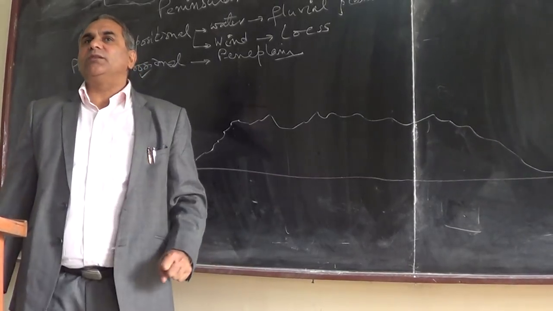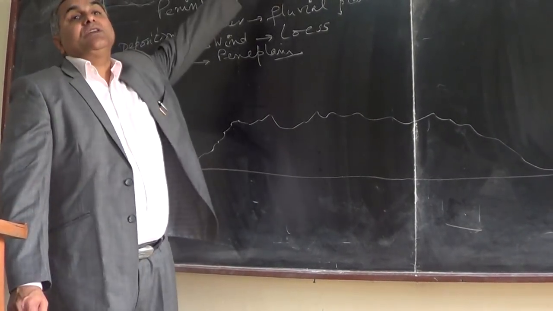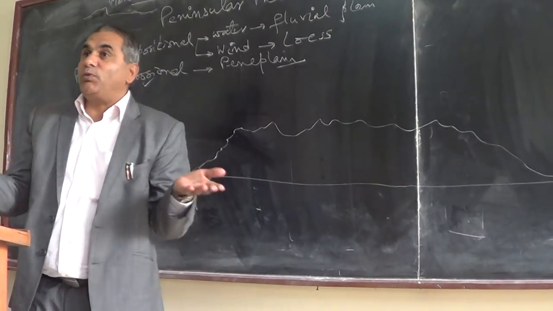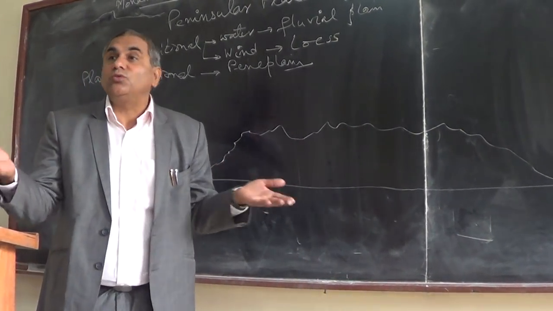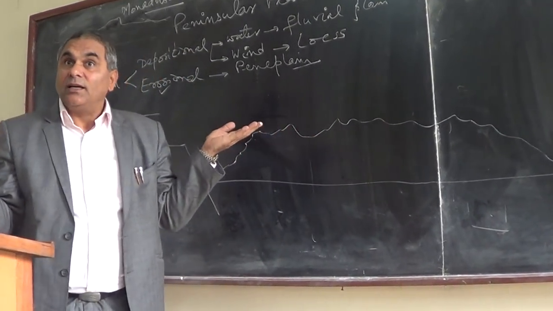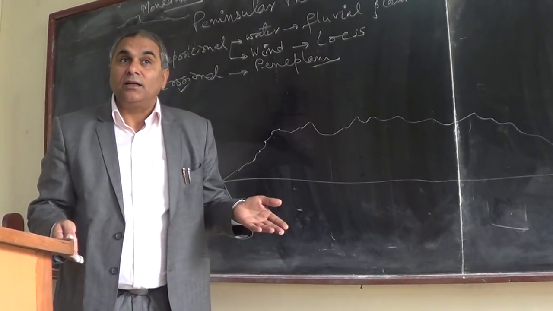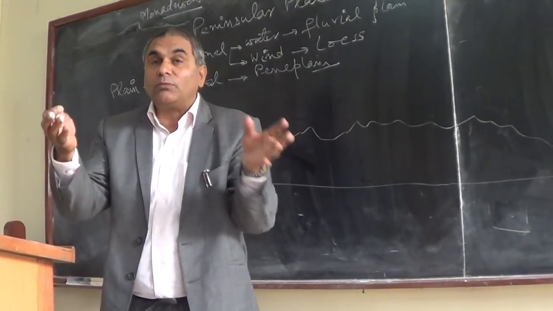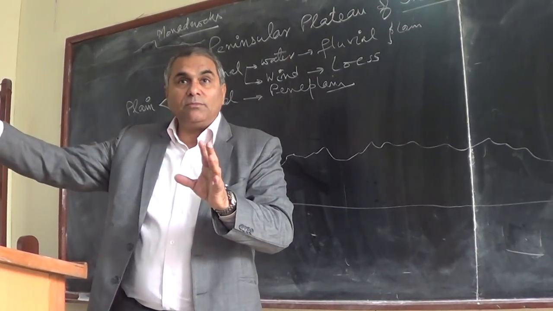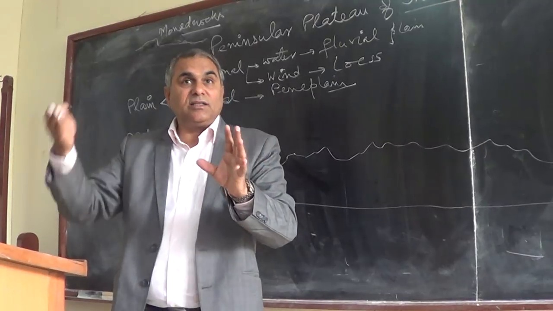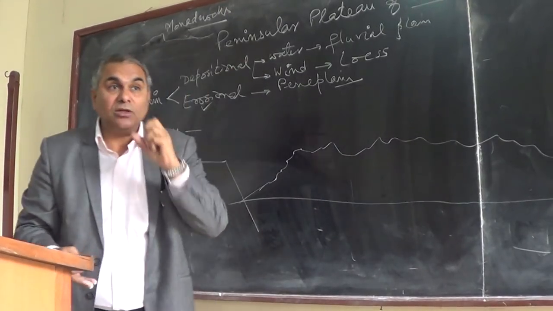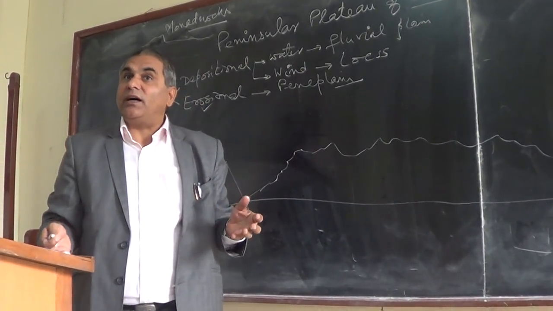This plateau can be 300 meter high. This can be 3000 meter high. This can be 4000 meter high. One of the world's highest plateaus, Tibetan plateau, is 4200 meter high. Pamir plateau, roof of the world, is again 4100 meter high. You know Pamir plateau, where all the young fold mountains radiate in all directions: Tian Shan, Kunlun, Karakoram, Zaskar, Ladakh, Himalayas, Hindu Kush. They all originate from the nodal point, a plateau called Pamir plateau. It is a 4100 meter high tableland.